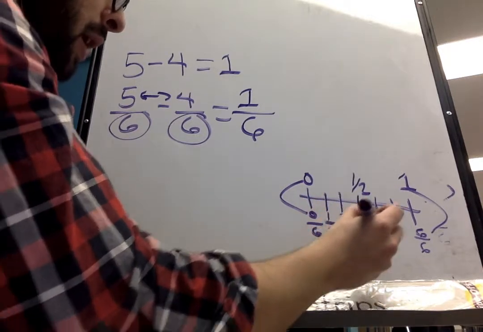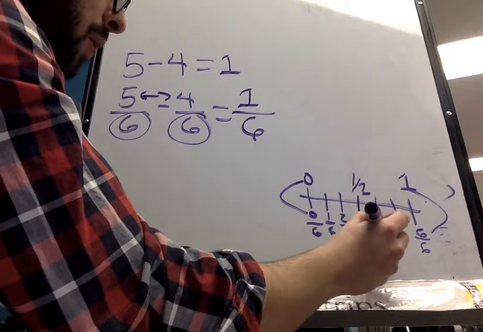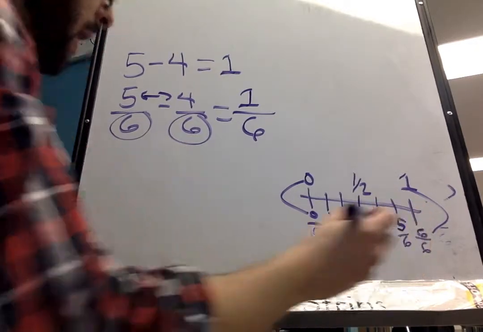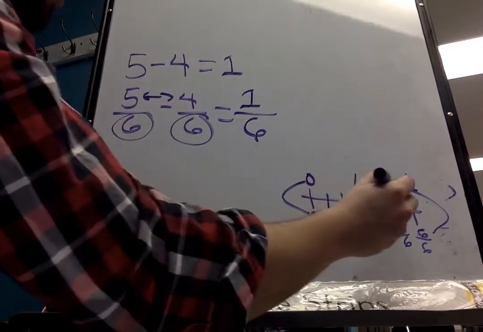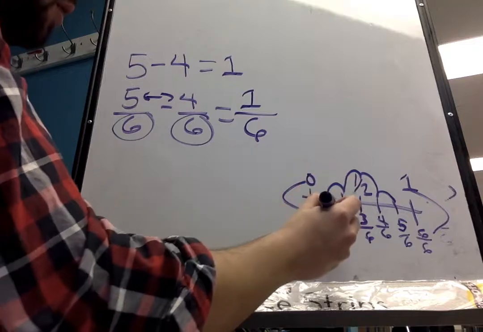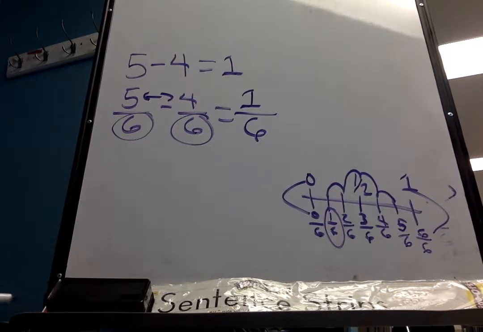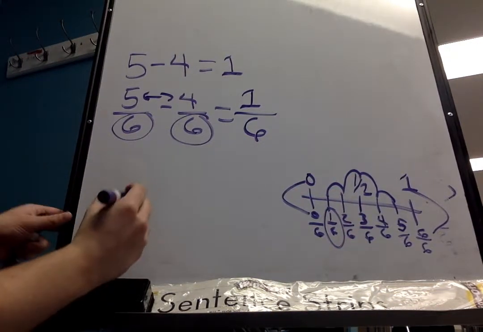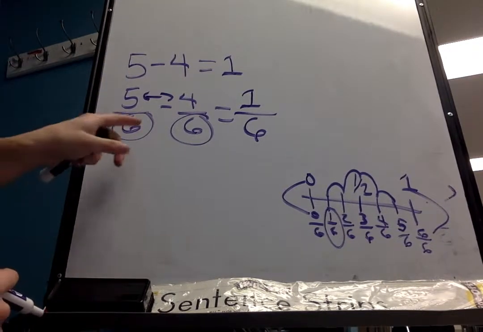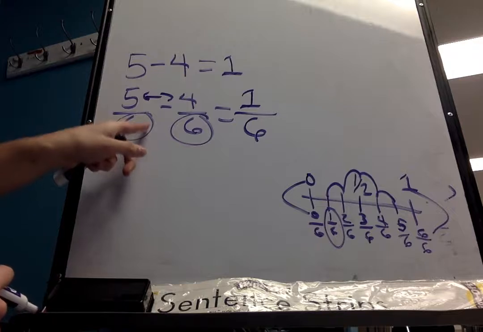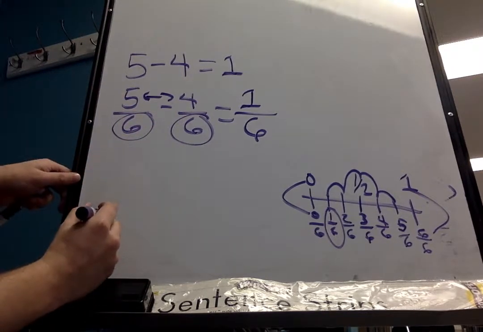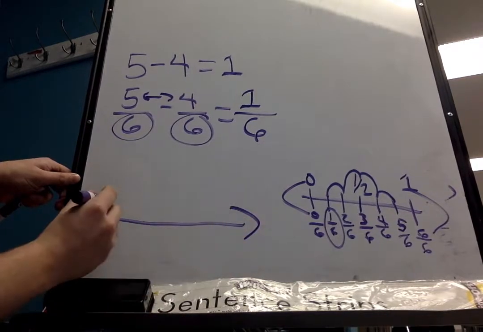And now, just like I would do if I was working with whole numbers, I can locate my 5 sixths, and I need to count back 4. So we're going to go back 1, 2, 3, and 4, and my answer is still 1 sixth. So remembering that when we're subtracting and adding fractions, if our denominator is the same, we know we can do it, and we are only adding and subtracting our numerator.